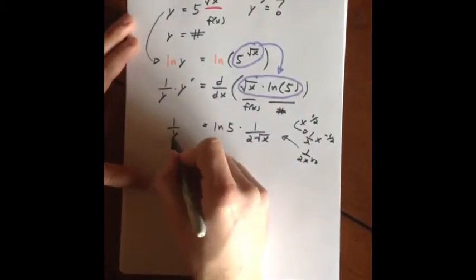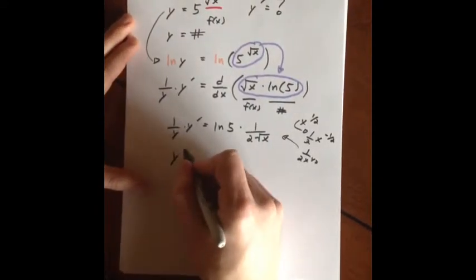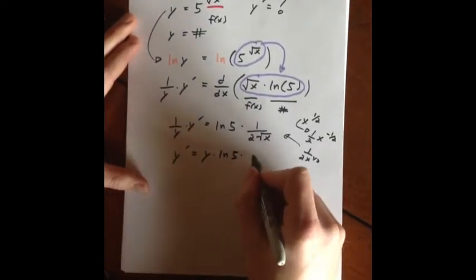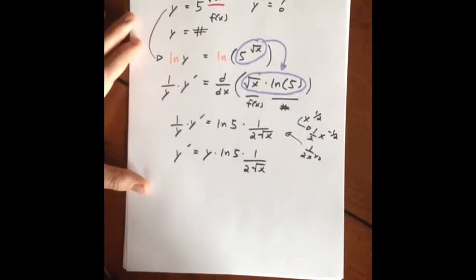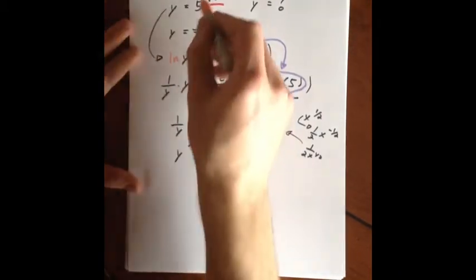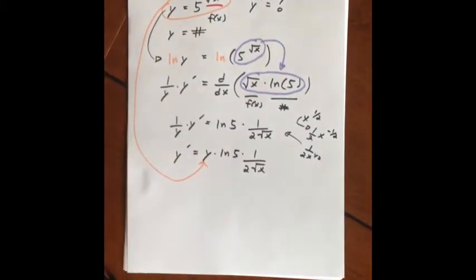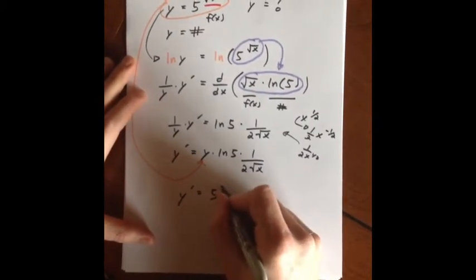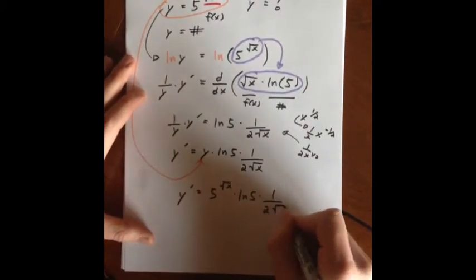The left is 1 over y times y prime. So you're going to isolate y prime, and you got y prime equals y times natural log of 5 times 1 over 2 root x. You can substitute y back in. Back in the very beginning, y was that function. So you can plug it in, and you got y prime equals 5 to the root x times the natural log of 5 times 1 over 2 root x.